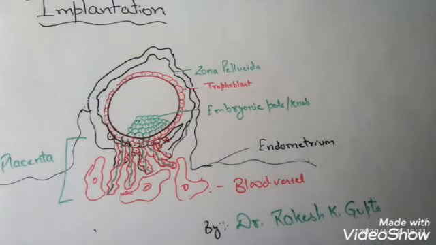Students, in the previous videos, we have learned about gametogenesis, fertilization, and thereafter we have also learned about cleavage and the formation of blastocyst. Now, in this video, we will discuss implantation: how the process of implantation of the blastocyst takes place in the uterus of the pregnant female.